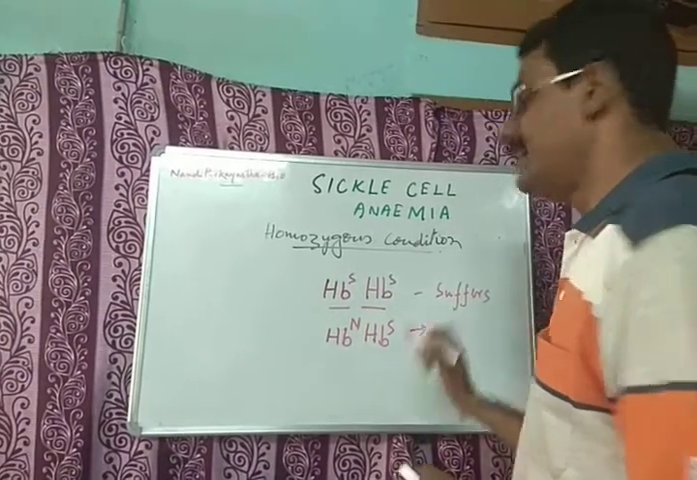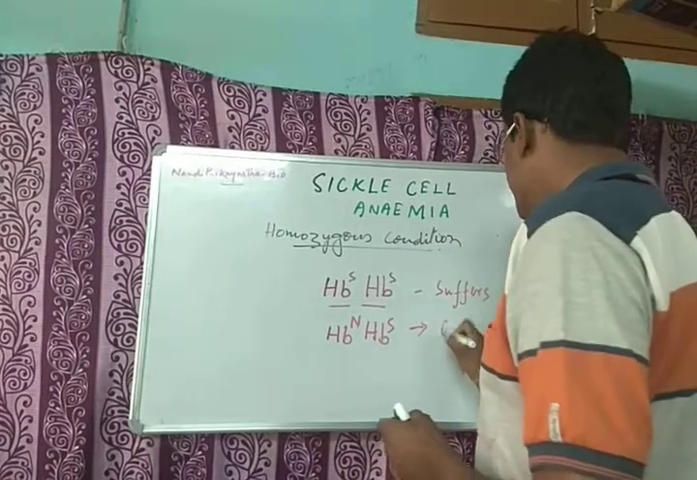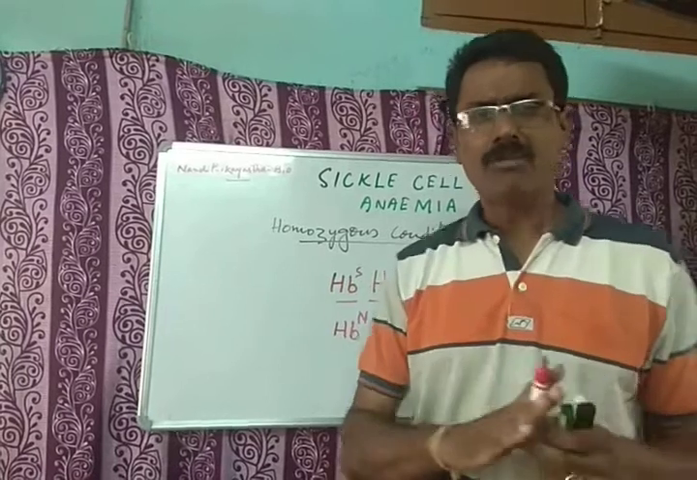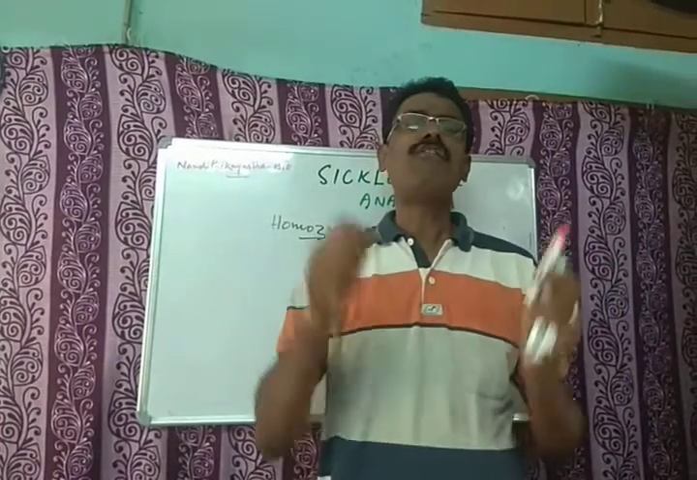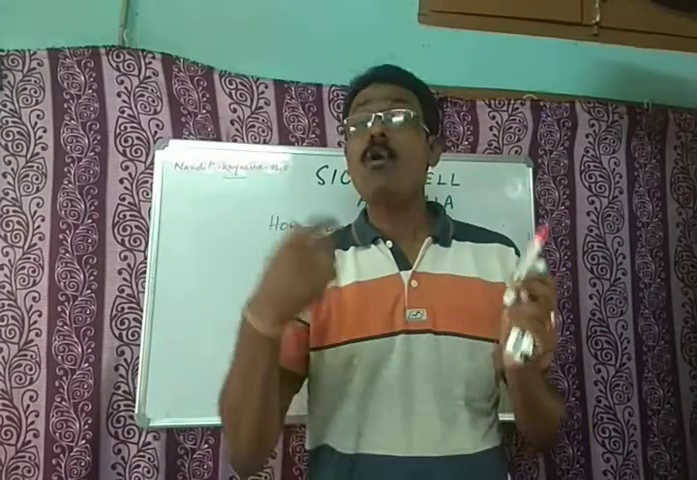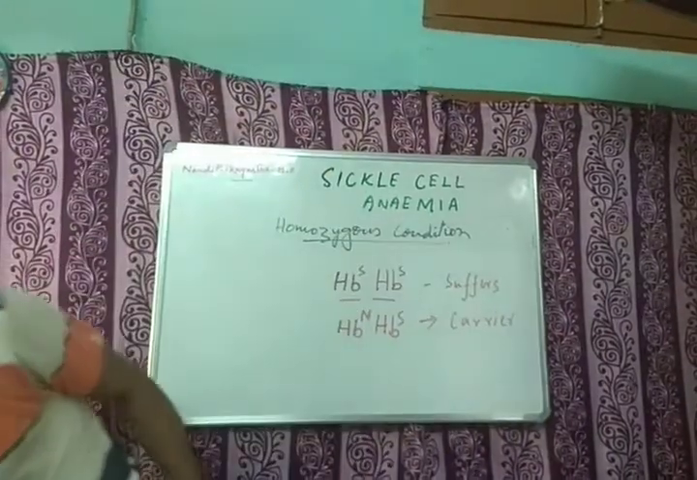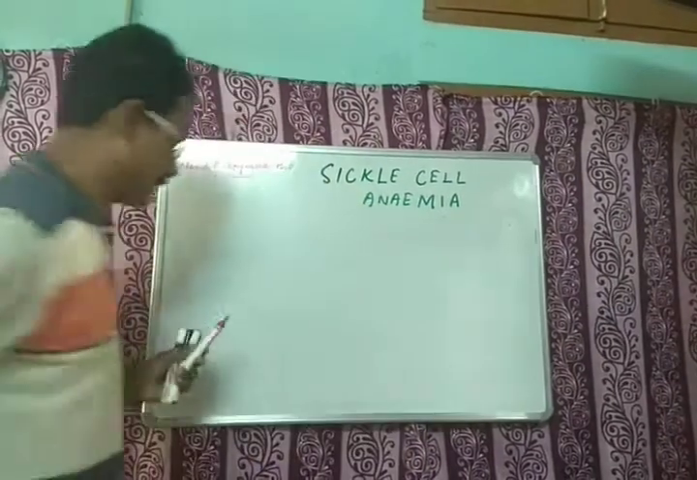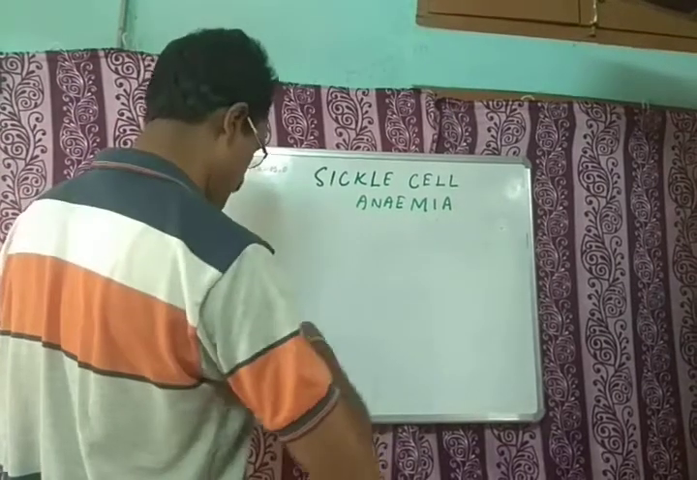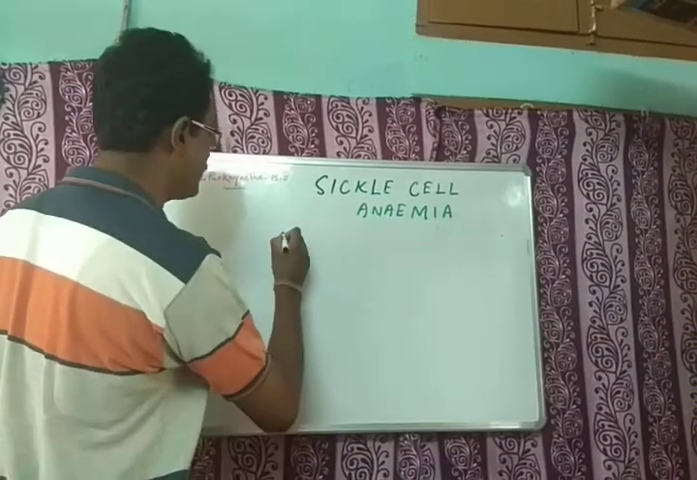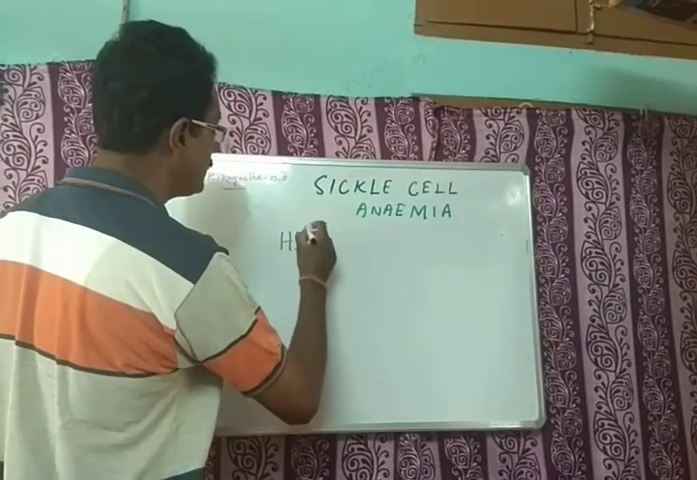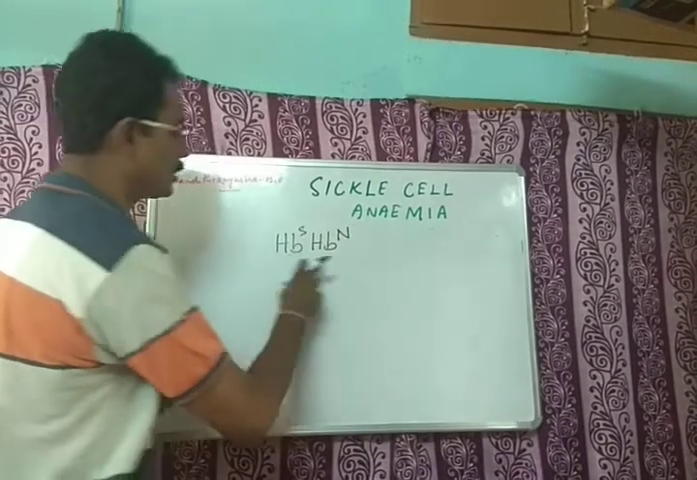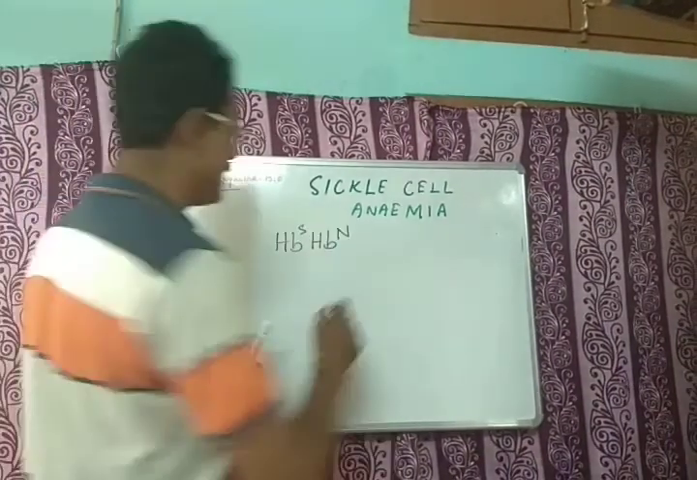In the heterozygous case, just like earlier, the person is a carrier. Understood? Now, quickly, we'll go on to find out what happens in the offspring. Here is a person, HBS, HBN.